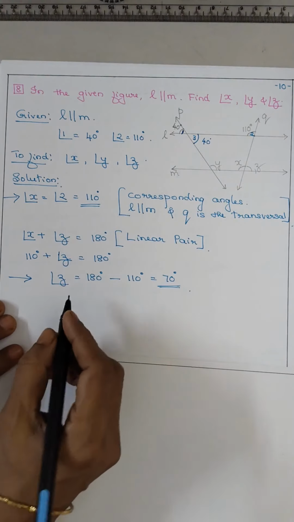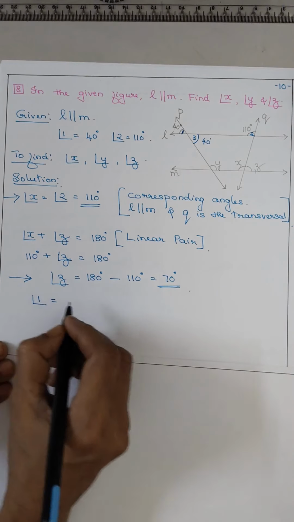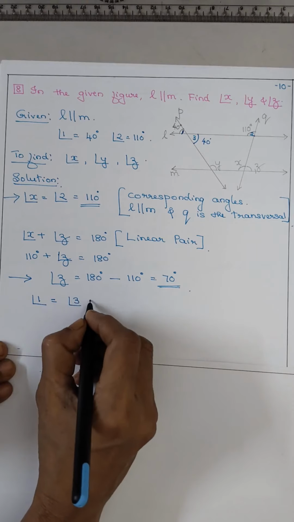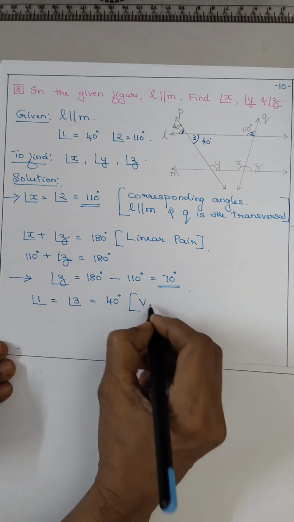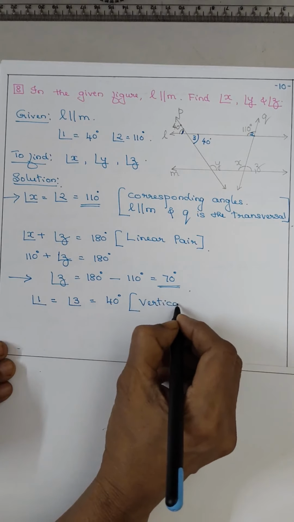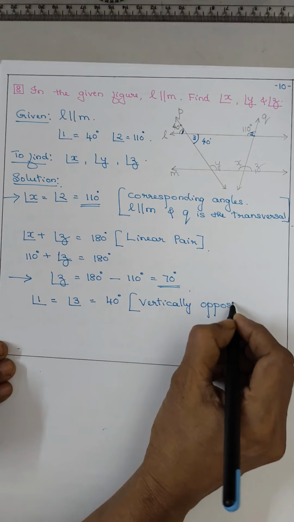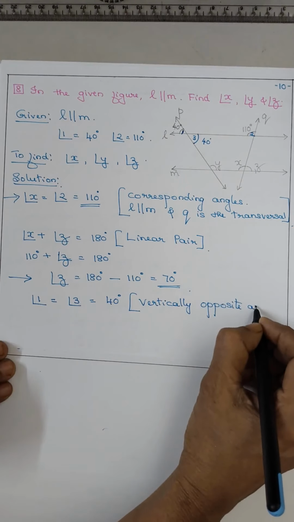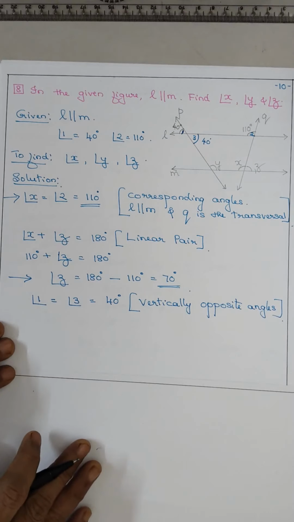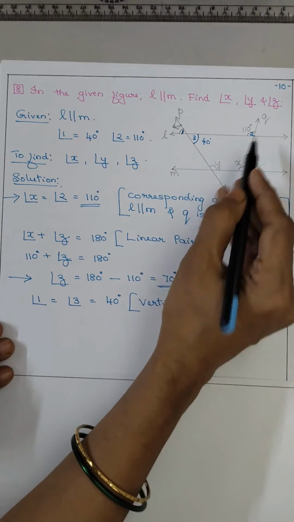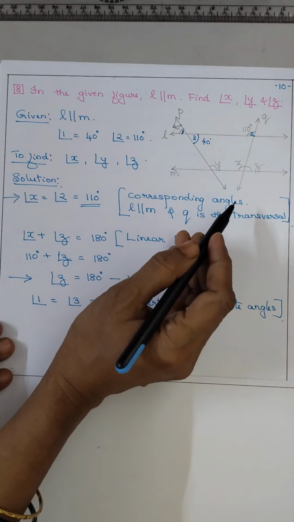Okay, so first you will be writing angle 1 is equal to angle 3 is equal to 40 degrees, vertically opposite angles. Now, you take L is parallel to M and P as the transversal.